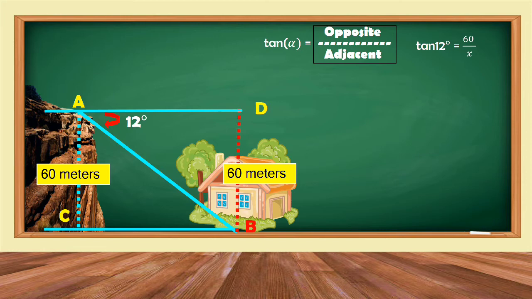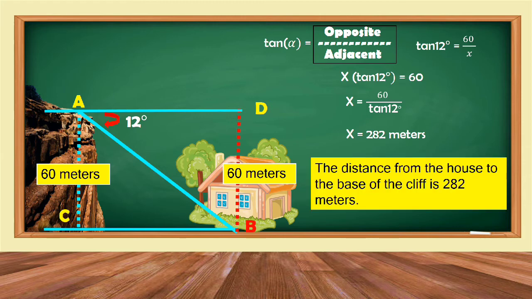Applying cross multiplication, that will become x times the quantity of tangent 12 degrees equals 60 meters. Since we are looking for x, we divide both sides by tangent 12 degrees, resulting in x is equal to 60 over tangent 12 degrees. Using your calculator, that is equal to 282 meters. Therefore, the distance from the house to the base of the cliff is 282 meters.